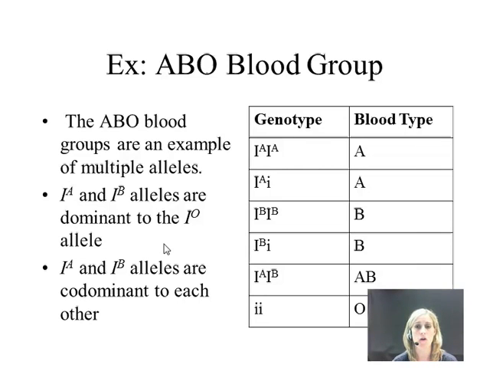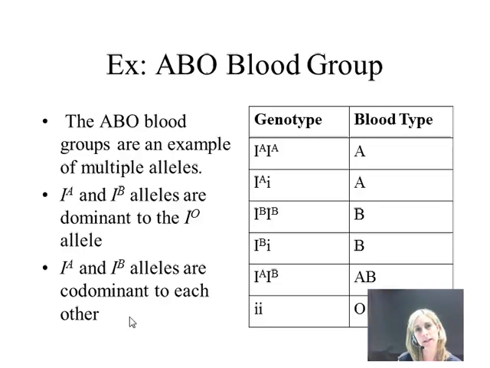So we know that there are all these different alleles. There's the IA, the IB, and the little i, where IA and IB are codominant to each other and little i is recessive to either. And these work together to produce the different blood types A, B, AB, and O.